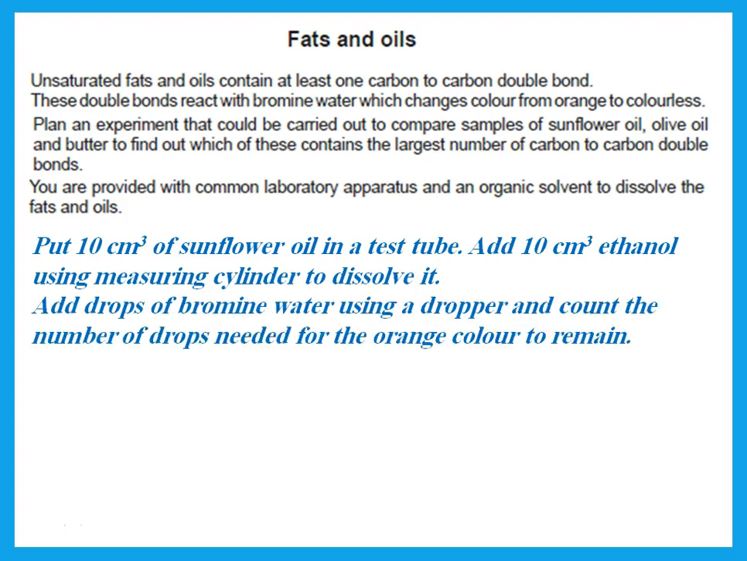And then what am I going to do? I can add drops of bromine water using a dropper and count the number of drops needed for the orange color to remain. Remember that as you add the bromine water at the beginning, it will react with the double bond and it will become colorless. Again, it will become colorless until I have used up all the double bonds in the fat. Then any drop of bromine water, the orange color will remain.